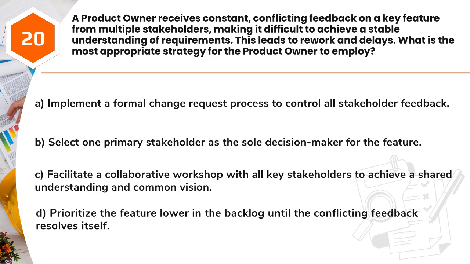A. Implement a formal change request process to control all stakeholder feedback. B. Select one primary stakeholder as the sole decision maker for the feature. C. Facilitate a collaborative workshop with all key stakeholders to achieve a shared understanding and common vision. D. Prioritize the feature lower in the backlog until the conflicting feedback resolves itself.